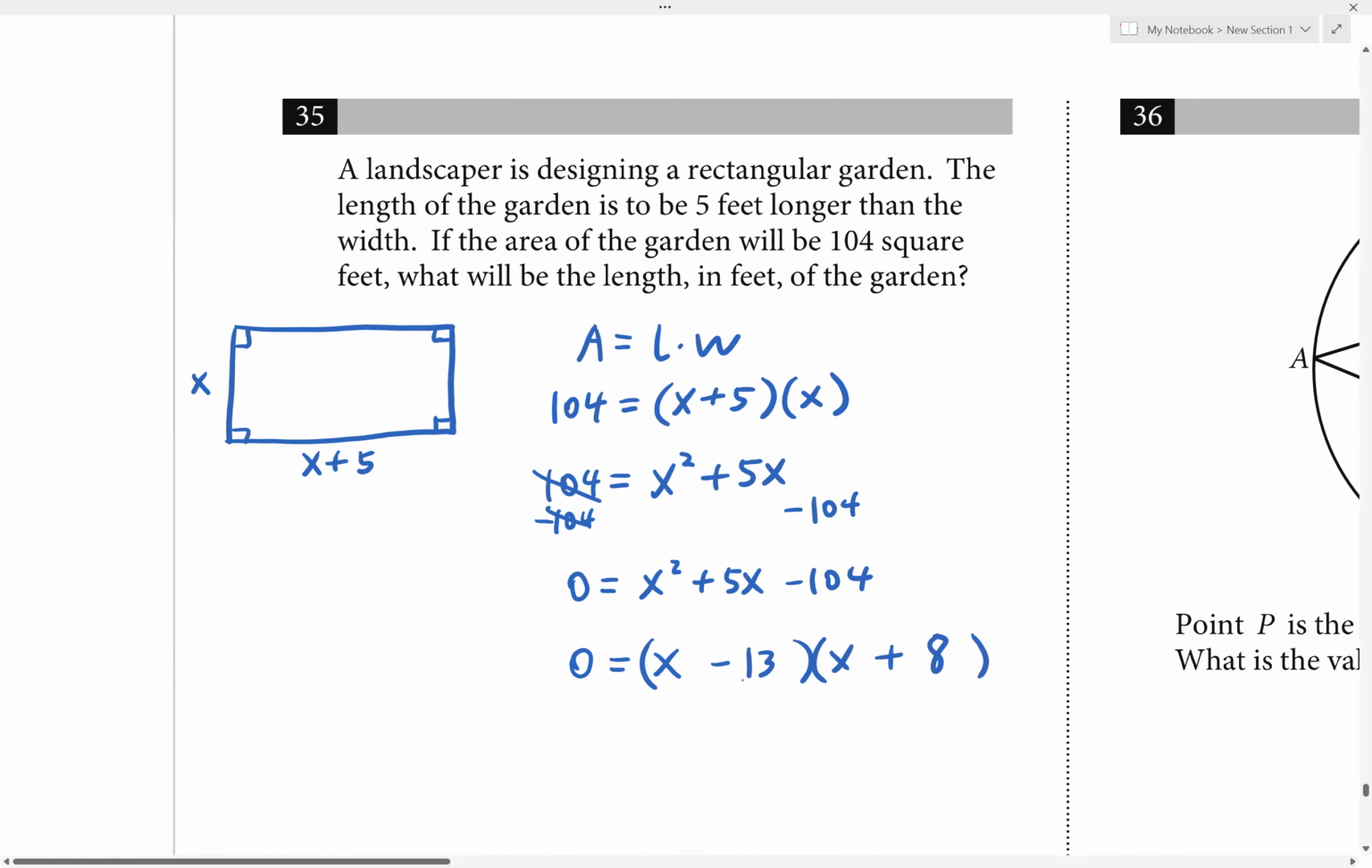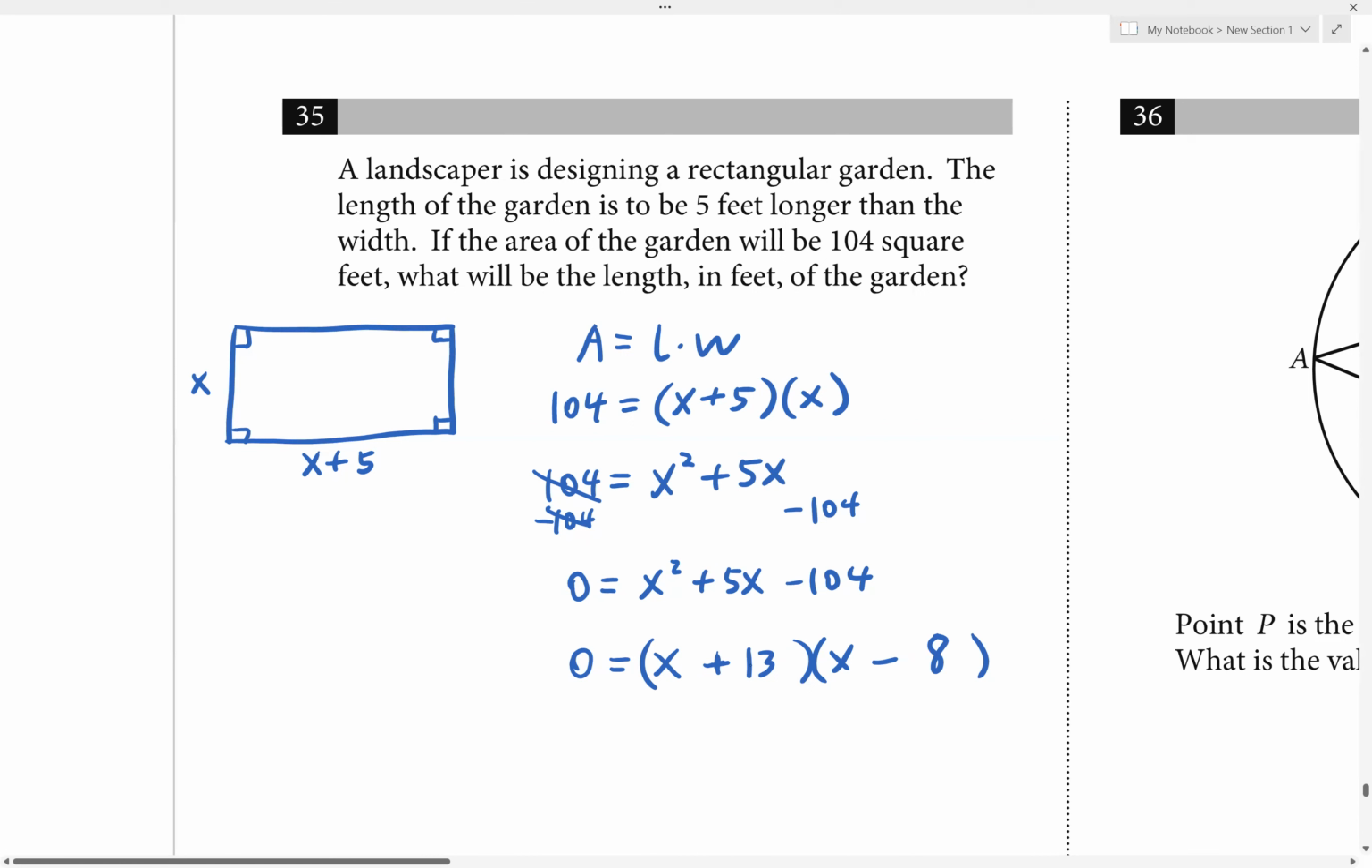13 times 8 is 104. And then we want to make a positive 5, okay, my bad. It should be a positive 13 and minus 8, because we have to make a positive 5 in the middle. So 13 should be positive and the 8 should be negative. When they multiply, we get negative 104, and when we add positive 13 plus negative 8, we get positive 5. So that should be our factors for this one.